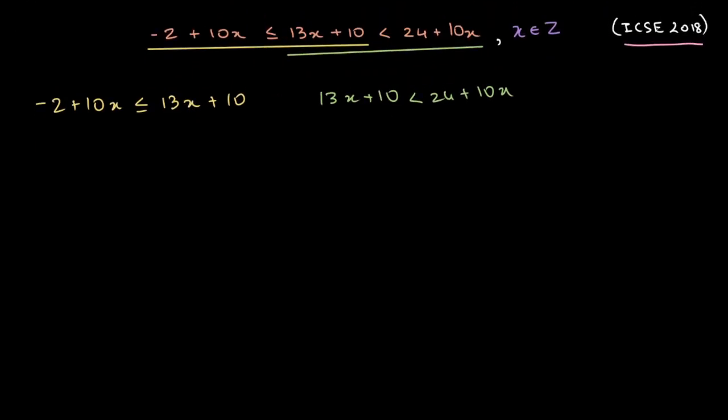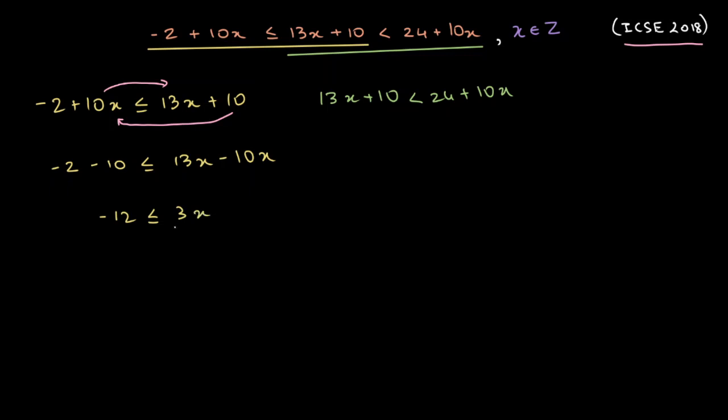So for solving the first part now, minus 2 plus 10x, the first thing would always be to rearrange the terms. So let's take the plus 10x from the left hand side to the right hand side, the plus 10 from the right to the left. So that gives us minus 2 plus 10 becomes minus 10 is less than or equal to 13x minus 10x, right? Further, minus 2 minus 10 makes it minus 12, less than or equal to 13 minus 10 makes it 3x.